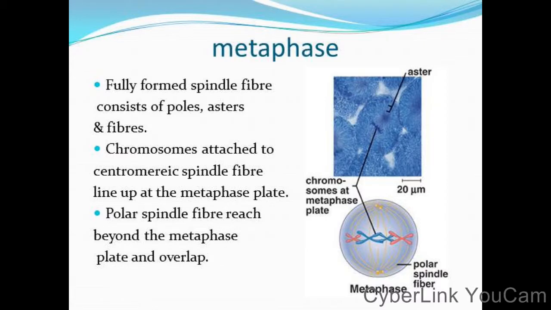Metaphase. Fully formed spindle fiber consists of polar, astral and centromeric fibers. Chromosomes attached to centromeric spindle fiber line up at the metaphase plate, and polar spindle fibers reach beyond the metaphase plate and overlap.